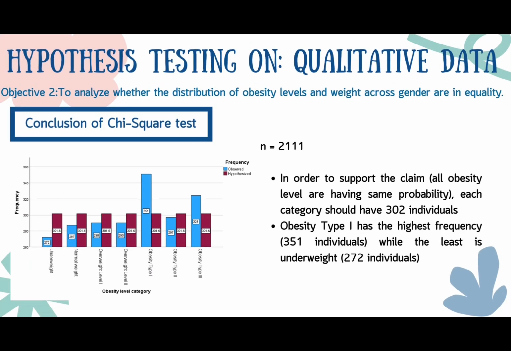Based on the clustered column chart, it can be seen that all 7 obesity categories do not have the same probability. Since the value of n is equal to 2111, and there are 7 categories of obesity level, there should be 301.6 individuals, which is equivalent to 302 individuals, in each category in order to prove the claim that there is an equal probability of obesity level category among the study population. Based on the clustered column chart, it can be seen that the individuals with obesity type 1 have the highest frequency in the study population, which is 351, while the least frequency is among the underweight individuals, which is 272.